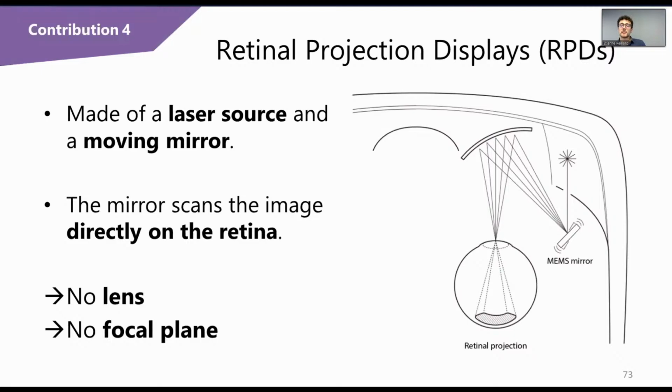So, what are retinal projection displays? Retinal projection displays, or RPD, are made of a laser source and a moving mirror. Since the laser is really thin and passes through the optical center of the eye, it can project one sharp point on the retina. When the mirror moves, this point will scan the entire retina and project an image. Since no lens is involved, the accommodation of the eye has no effect and the image is always sharp. This device can be considered as a focal-free device with no focal plane.